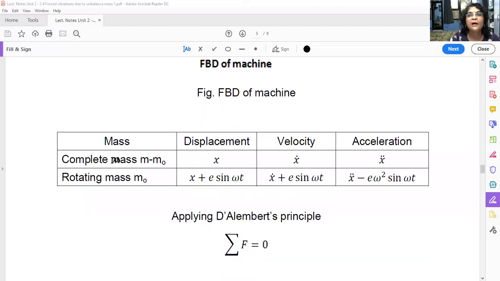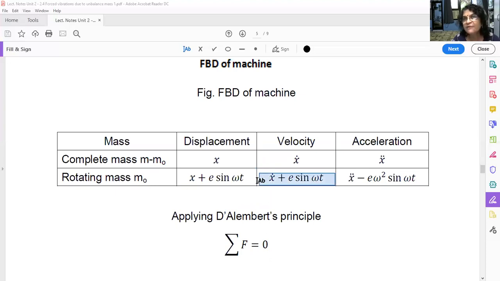See here, this table shows mass, displacement, velocity and acceleration for the complete mass of the system, M minus M0, and the rotating mass M0. As we have considered M0 separately, here we have to subtract. So how much is the displacement covered by M minus M0? x. How much is the displacement covered by M0, the unbalanced mass? x plus e sin omega t.